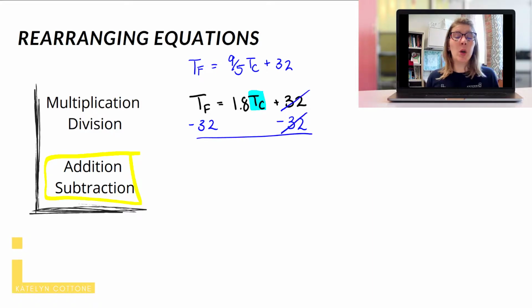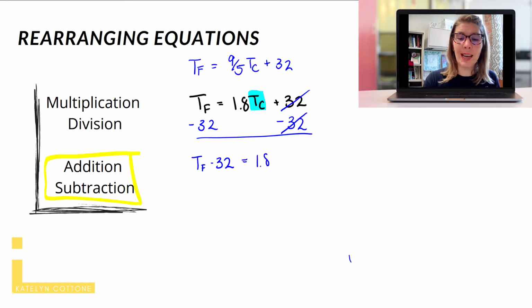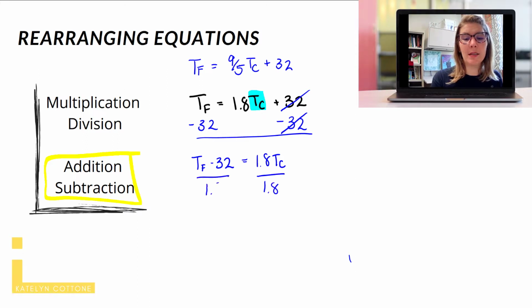When we do that, we cancel out the 32 on the right-hand side, and we get TF minus 32 on the left-hand side. This is equivalent to 1.8 TC. Remember, our goal is to isolate or to get TC alone. So in order to do that, now we have 1.8 multiplied by TC. The opposite of multiplication is division. So we need to divide both sides by 1.8.